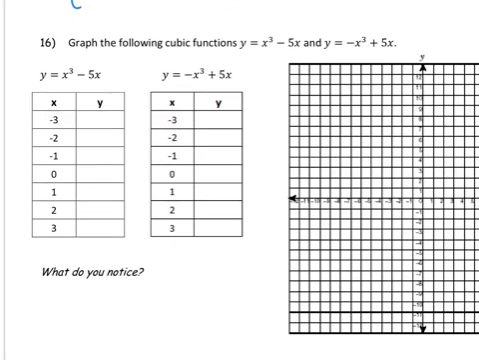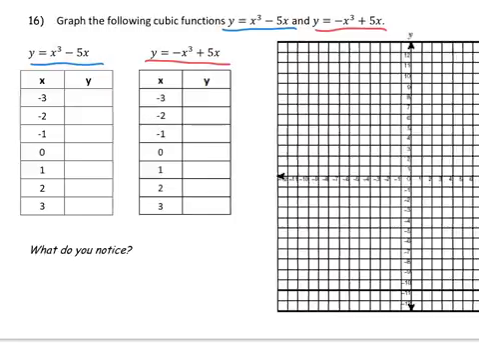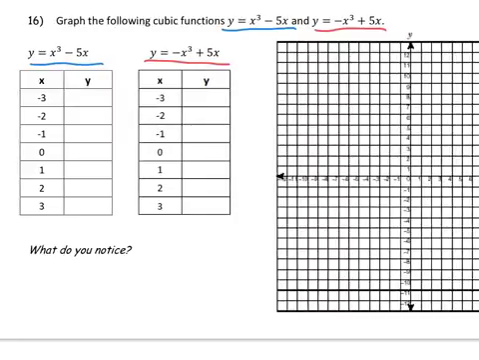Alright, now let's look at number 16. We have two equations here. y equals x cubed minus 5x and y equals negative x cubed plus 5x. So what we want to do is fill out the respective tables, graph the functions, and take a look at the differences. They've given us the x values. All we have to do is plug those into the equation, and once we do that, we will get the corresponding y values.